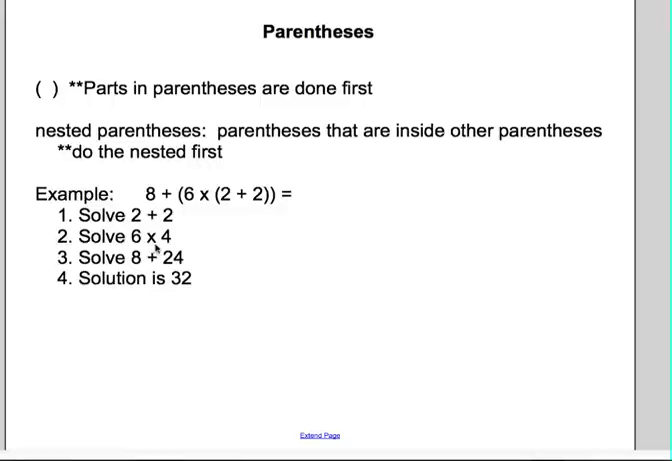Second, I need to solve 6 times 4. Okay, that's the part that's inside the parentheses here. So I'm going to get 24 for the value inside this set of parentheses. Third, I solve 8 plus 24. And then fourth, I know that my solution is 32. Okay, did you notice how we kind of worked from the inside out? Make sure that you have all of these copied down into your notes before you continue on with your tasks on the assignment sheet.